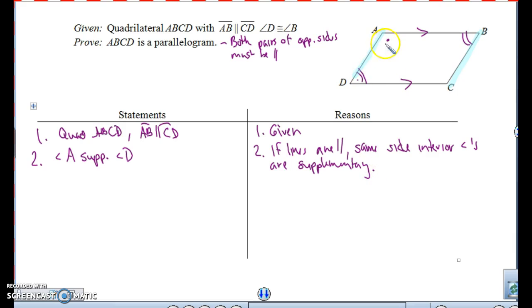Okay, so these two angles right here are supplementary because we know that these two lines are parallel. So these are same side interior angles. Now, if they are supplementary, what do we know about them? Well, we know supplementary means they add up to 180 degrees. So the measure of angle A plus the measure of angle D is equal to 180 degrees. Supplementary angles add up to 180 degrees. That's the definition.